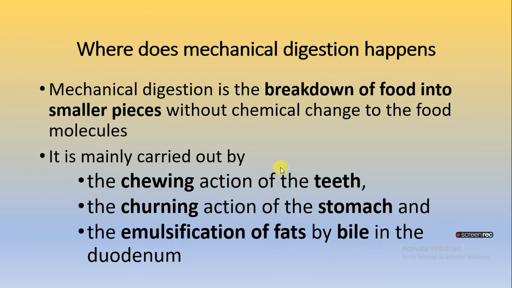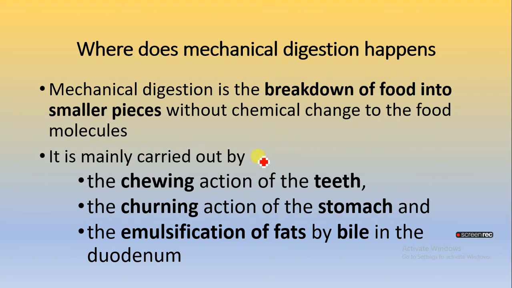So mechanical digestion, what does it do? Where does mechanical digestion happen in humans? You need to know that. Mechanical digestion is the breakdown of food into smaller pieces without chemical change to the food molecules. I've said that earlier when describing the stages of food digestion.